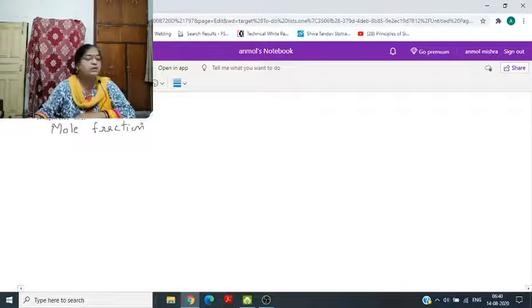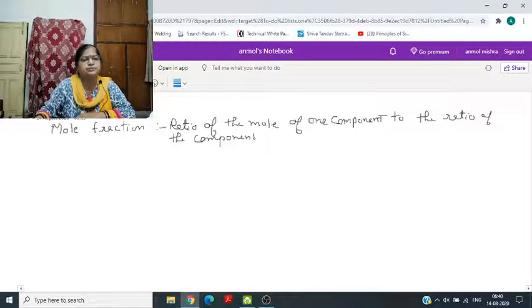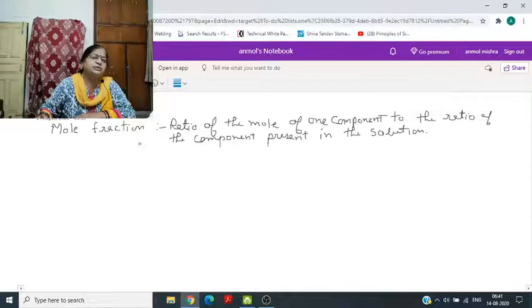Mole fraction is the ratio of the moles of one component to the total moles of all components present in the solution. It is represented by X.